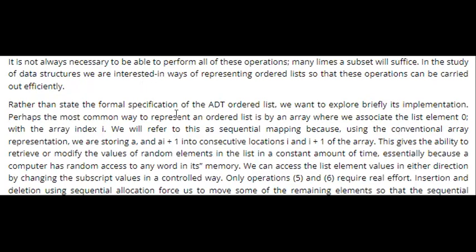We will refer to this as sequential mapping, because using the conventional array representation we are storing a_i and a_i plus 1 into consecutive locations i and i plus 1 of the array. This gives the ability to retrieve or modify the values of random elements in the list in a constant amount of time. So what they are saying is that we are storing consecutive items, like 3, 4, 5, etc. We can also save the data of the ADT ordered list in a sequential manner.